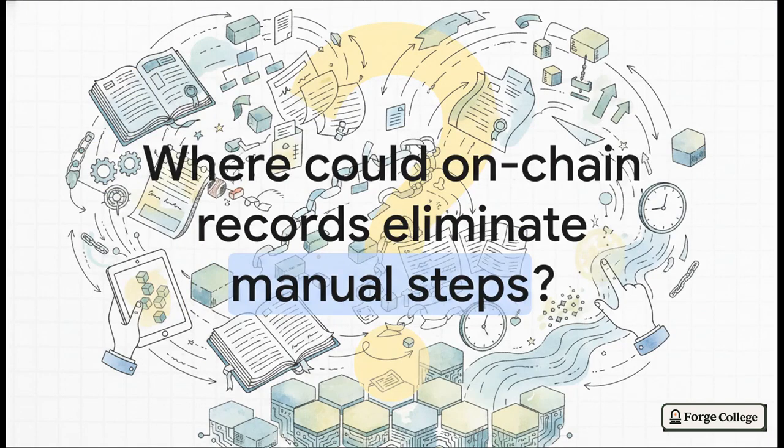Where could a canonical on-chain record eliminate manual reconciliation steps in your organization? Think about the paperwork, the delays, the mismatched ledgers you deal with right now. How could these blueprints change your reality?